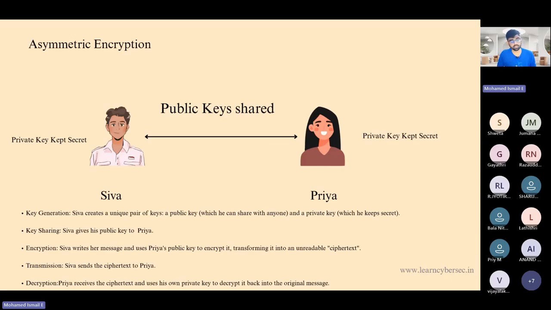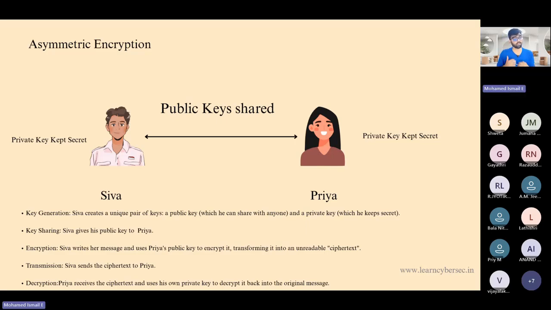Next, come to asymmetric encryption. Asymmetric encryption uses a public and private key. Each person in the company should have 2 keys. One is private, another one is public. We'll come to this example. Siva and Priya. Siva has a private key as well as a public key. Siva has 2 keys. The same goes for Priya. Priya also has 2 keys, private and public key.